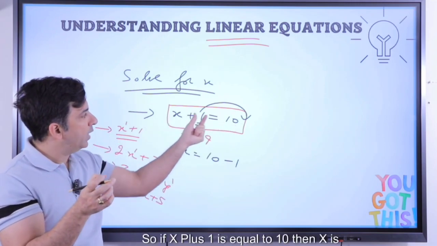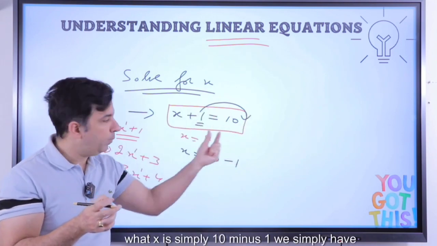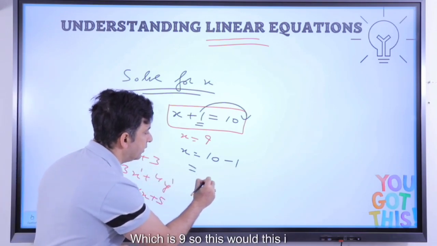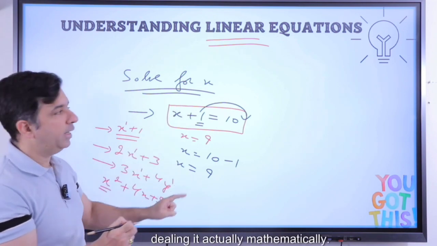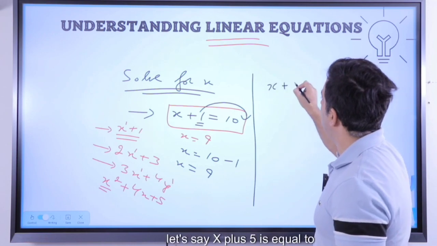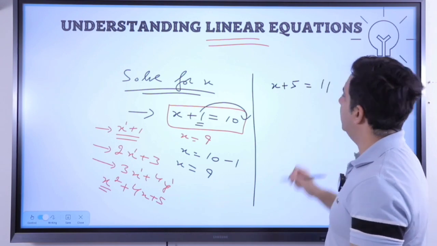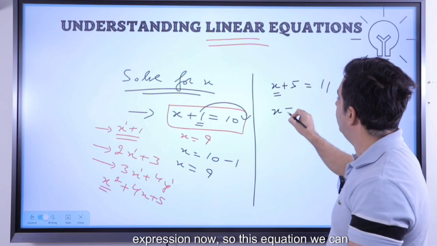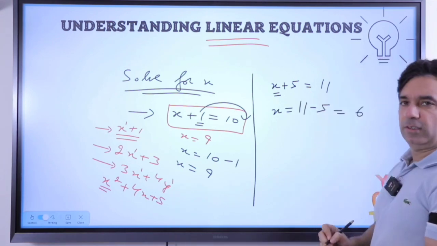So if x plus 1 is equal to 10, then x is what? X is simply 10 minus 1. We simply have to subtract 1 in order to reach back to this number x, which is 9. So this is the way of dealing with it mathematically. Let's take some other example. Let's say x plus 5 is equal to 11. If someone asks me to solve this equation, we can directly say that x is equal to 11 minus 5, which is 6.